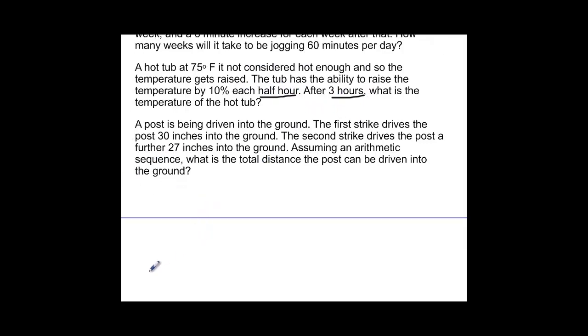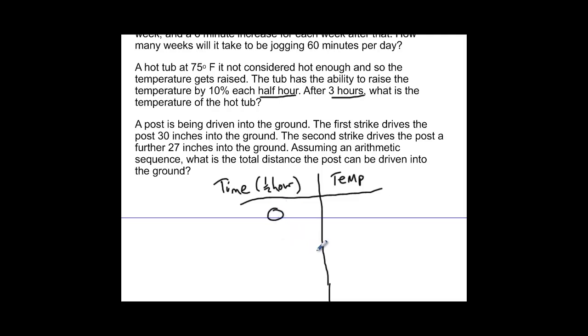So, I might recommend that a good place to start would be to make a table of values. I could have the time, and I'm going to do time in half hour increments. And then the other thing I want to know is what the temperature of the tub is. So when we start with time 0, what's the temperature? Well, the temperature when we start is 75 Fahrenheit.